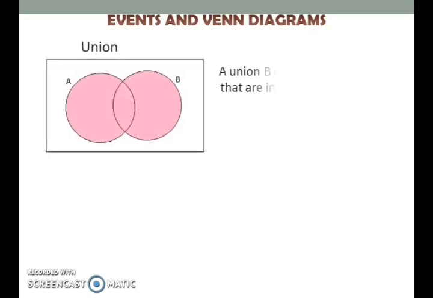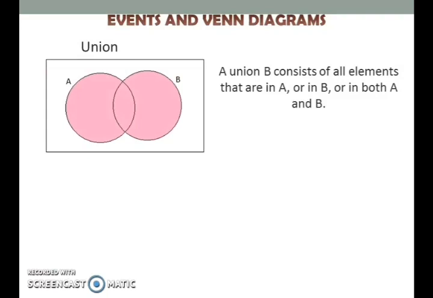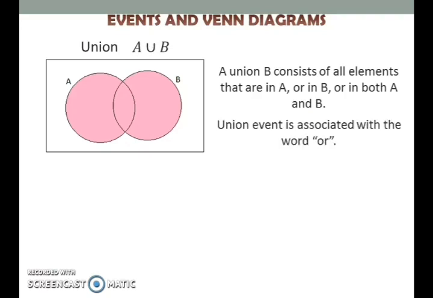Let's look at some important events and their Venn diagrams. The first event is union event. A union B consists of all elements that are in A or in B or in both A and B. Union event is denoted by the symbol U, and union event is associated with the word OR.